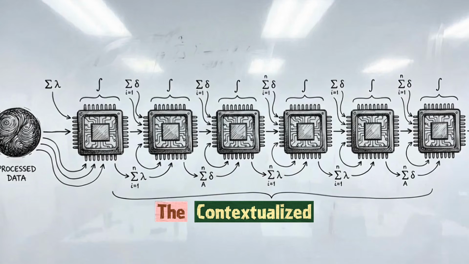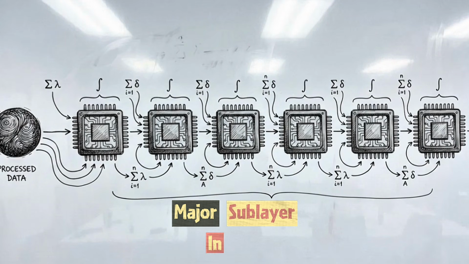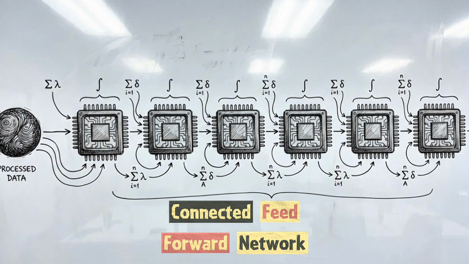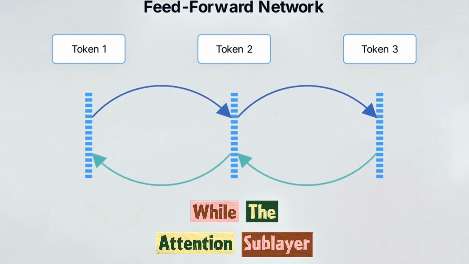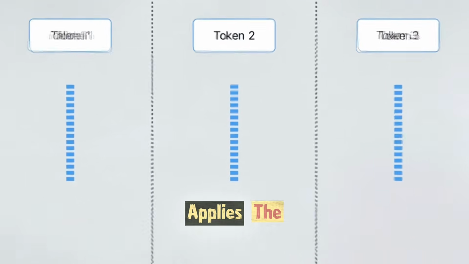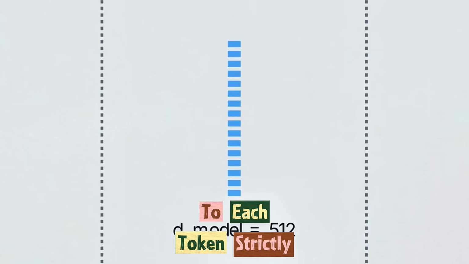The contextualized output from the attention mechanism now enters the second major sublayer in the encoder block, a position-wise, fully connected feed-forward network. While the attention sublayer routes context between different tokens, the feed-forward network applies the exact same sequence of linear transformations to each token strictly independently.